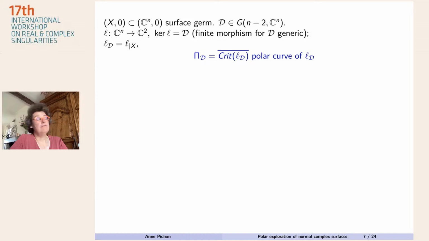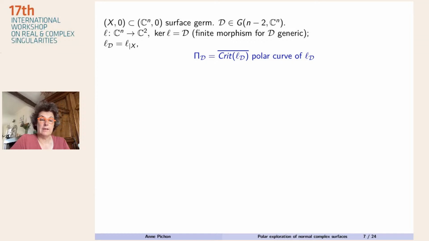Okay, and you can imagine that pi d is the apparent shape of X in the direction D. And what I wanted to explain there is that, with the same kind of arguments as before, this family of polar curves is equisingular if you take D in a Zariski open set of the Grassmannian G(n-2, C^n).